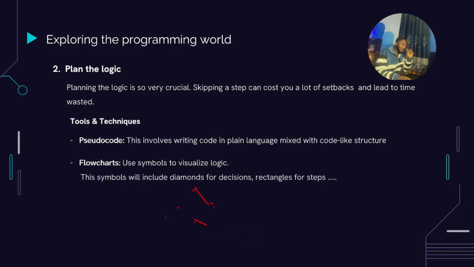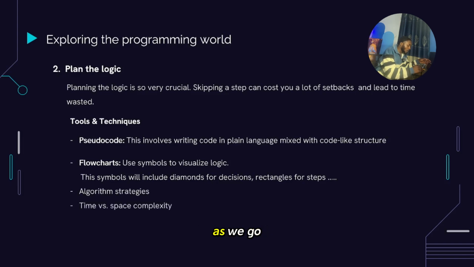The next technique will be flowcharts. Here we just use symbols to visualize logic. An example of a symbol will be a diamond. This diamond is used for decision making. As we go on, we'll not focus on flowcharts a lot, but we'll take a few examples and visualize them using flowcharts.